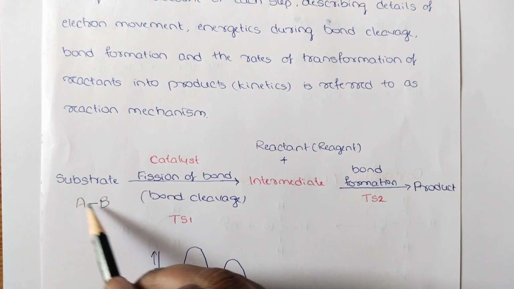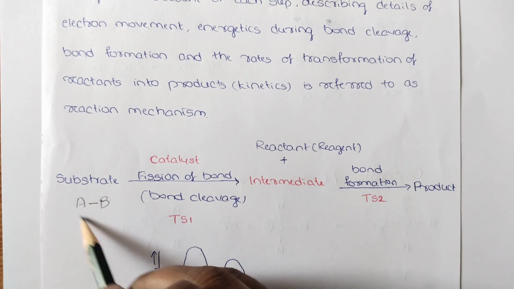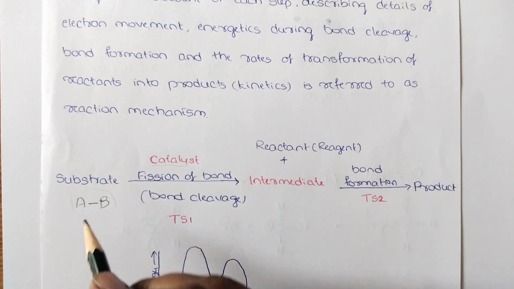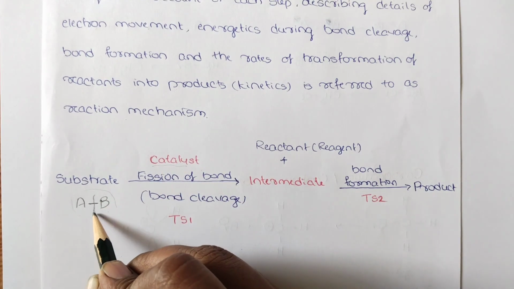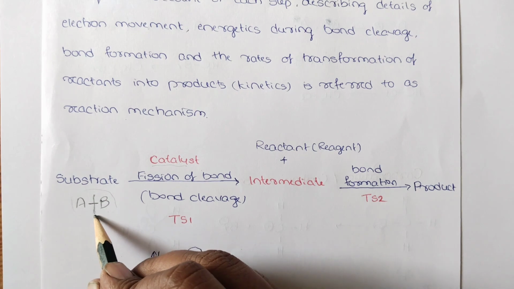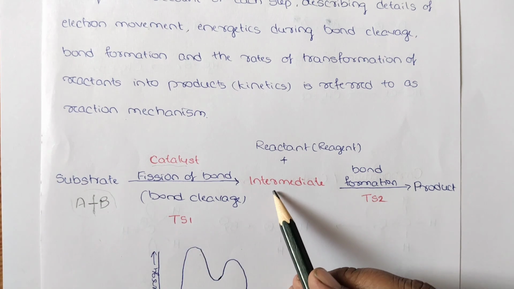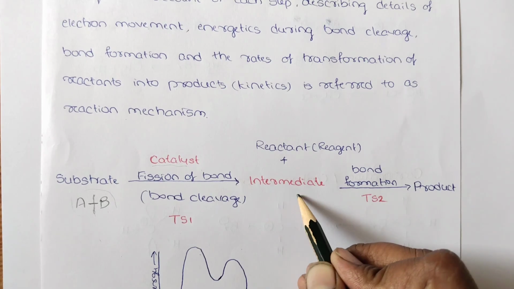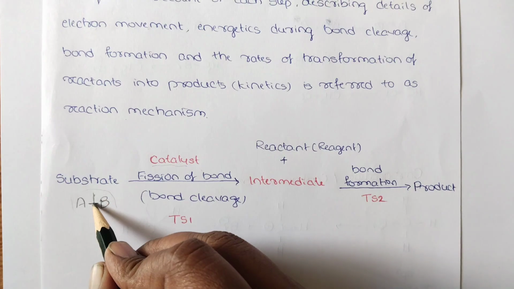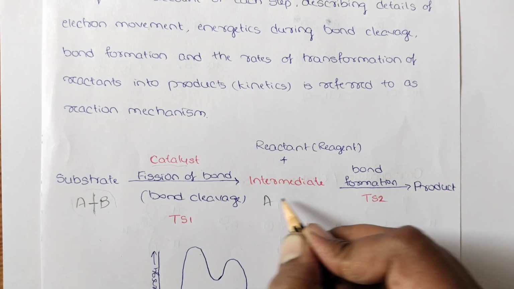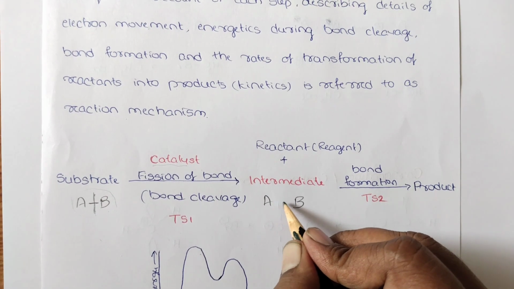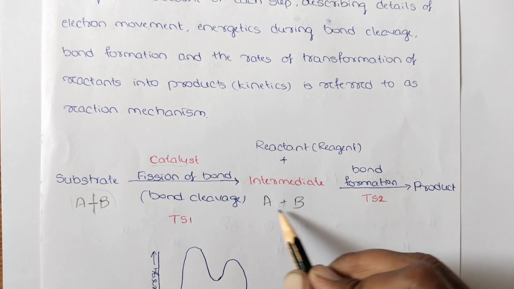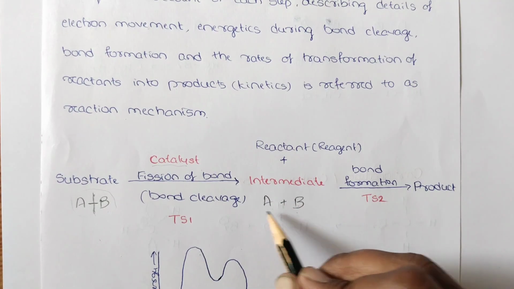And in the first step, this substrate, this is the whole molecule, in the presence of catalyst, the cleavage of bond takes place. Means the bond breakage of the bond takes place. Here the bond breaks, so that you are going to get the unstable species. That unstable species is called as intermediate. Let's consider here the bond breakage takes place. You are going to get the separate species A and B. These are called as intermediates.